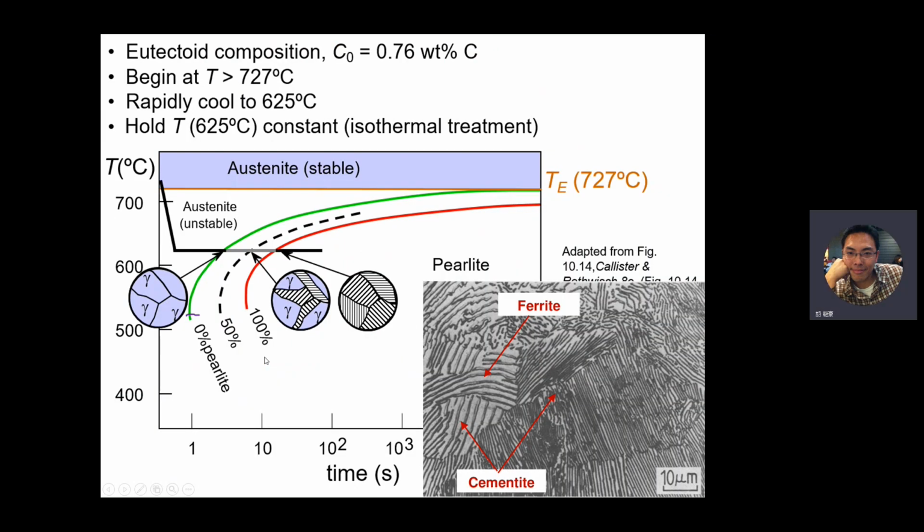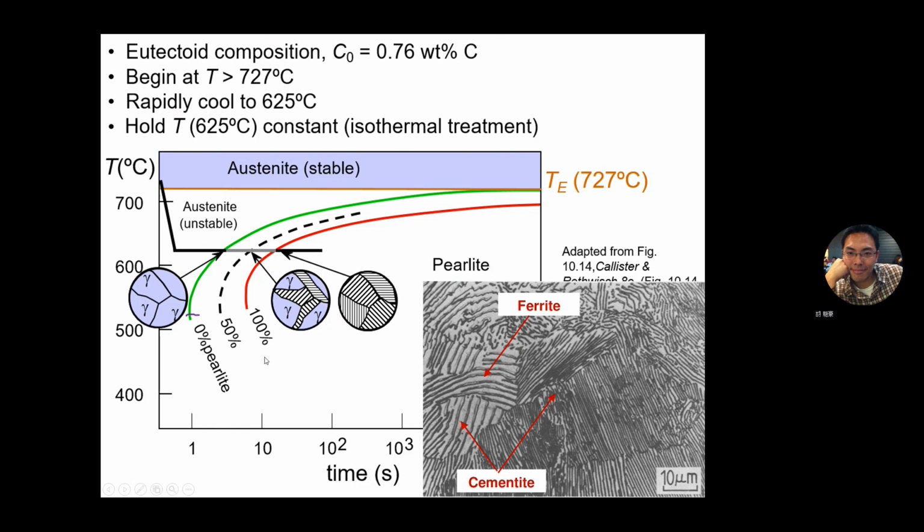Okay, so let's look at the case of the eutectoid composition, C naught equals 0.76 weight% of carbon, and the eutectoid temperature is 727, right? And the temperature begins above this eutectoid temperature, rapidly cools to 625 and holds this temperature constant. Okay, and this is called isothermal treatment.